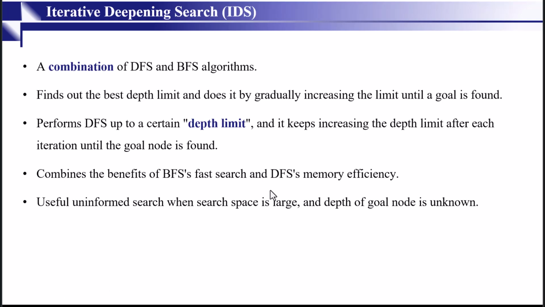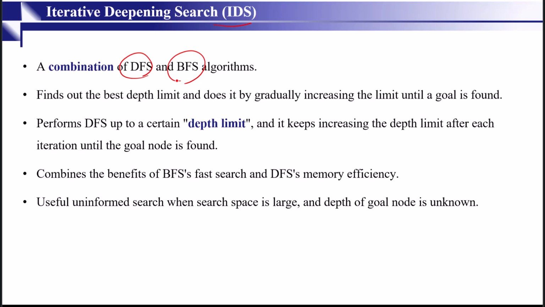Iterative deepening search, or simply IDS, is essentially a combination of DFS and BFS. The key idea is that it gradually increases the depth limit until a goal is found. At each stage, or you can say at each iteration, IDS performs DFS up to a certain depth. Then it increases the depth limit step by step. This approach captures the best of both worlds. It benefits from the fast goal discovery of BFS while maintaining the memory efficiency of DFS.